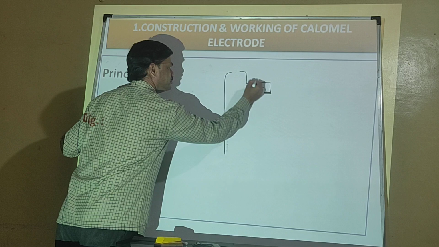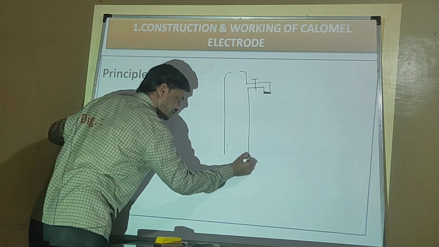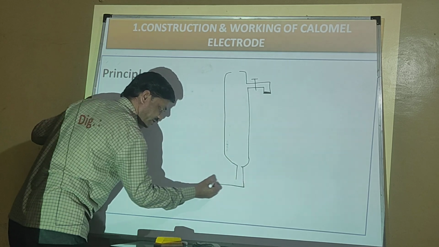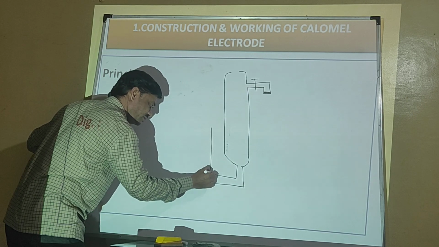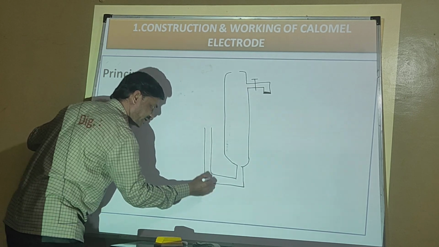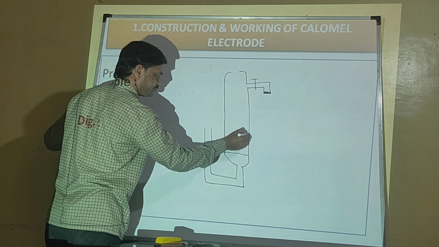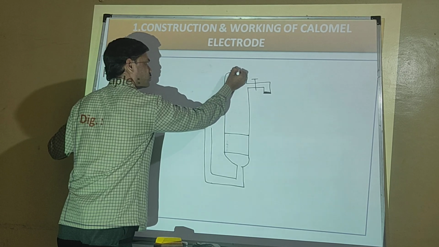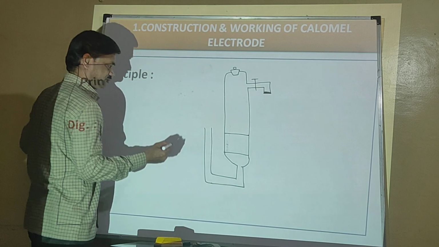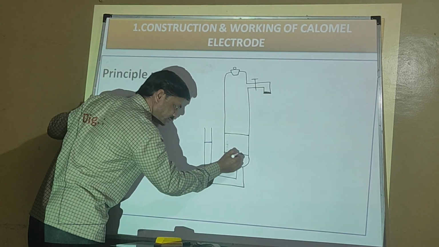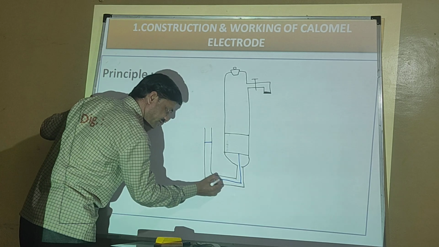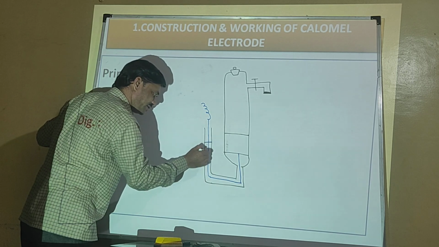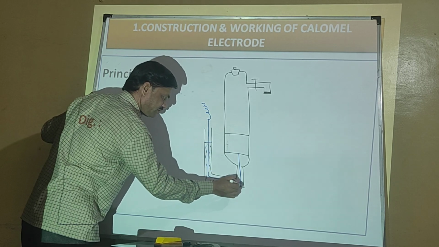This is the side arm, elongated glass tube. At the center of this elongated glass tube, platinum wire is sealed, and this platinum wire is sealed for making electrical contact. This is the glass stopper present at the top so that we can add fresh KCl solution. So this is the platinum wire sealed at the bottom for making electrical contact. This platinum wire is sealed by using mercury. Remember?